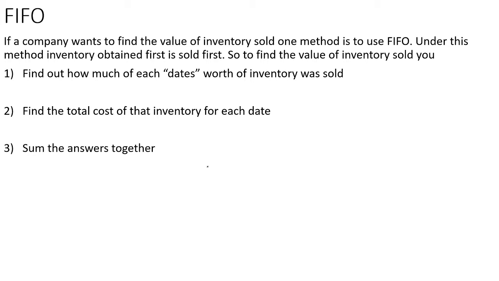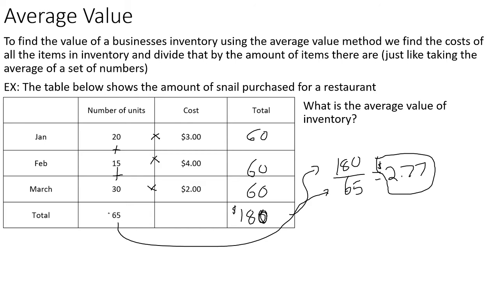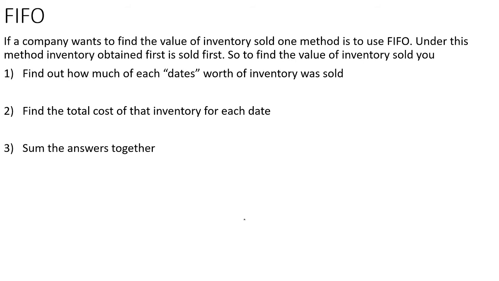Now, after they've sold some items, they have to take stock again because their average value might have changed. If you sell some of these snails, that's going to change this number, and it's going to change this number. One way to calculate that is the first in, first out method, which says that when you sell items, you sell the oldest item first. So the items you get first are what you sell first.